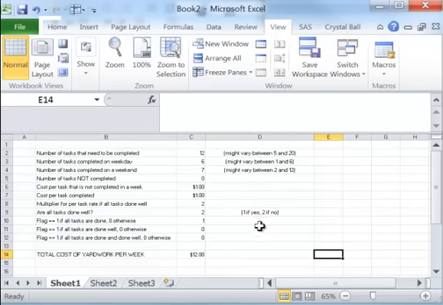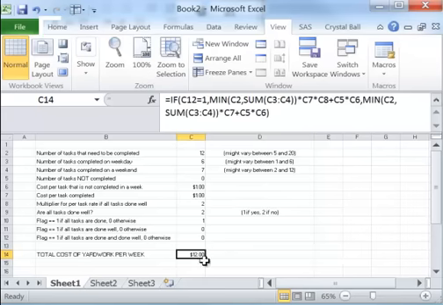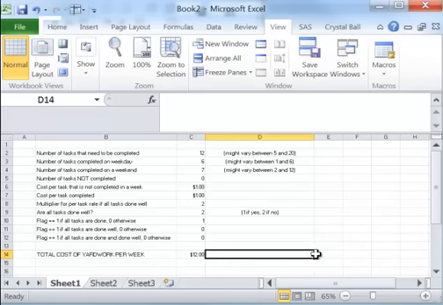I'll post this model up on Sakai. You can play around with it. Click in, type in different numbers, and make sure that you test it and that this cost calculation seems to work pretty well. All right, I am going to stop the video and then start up again talking about Crystal Ball.